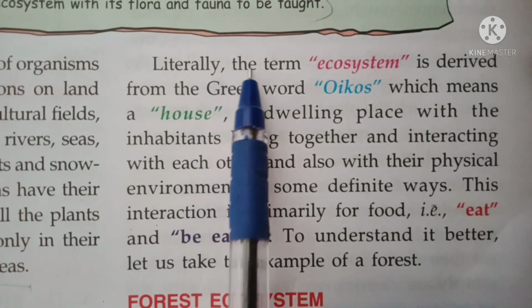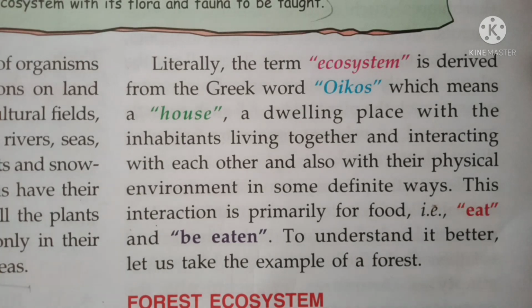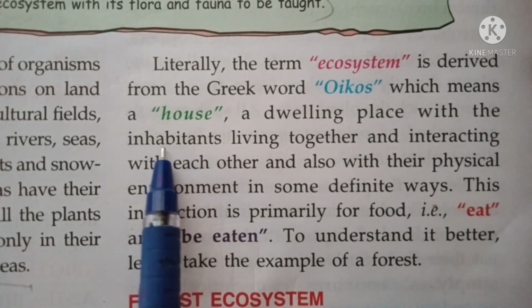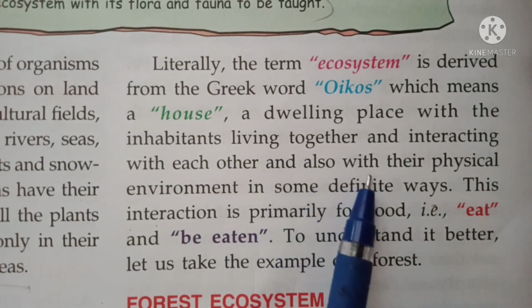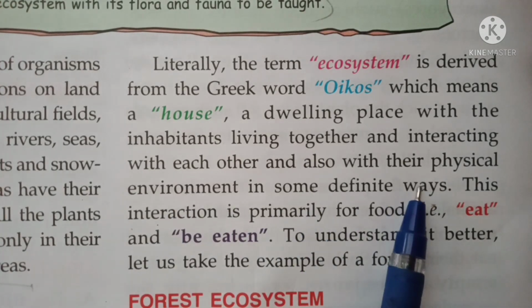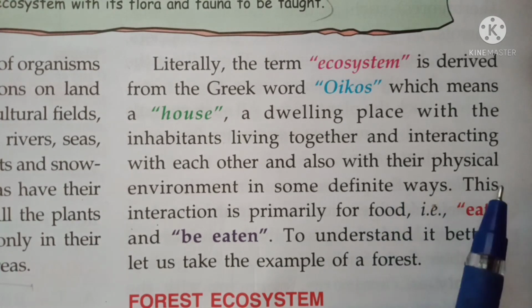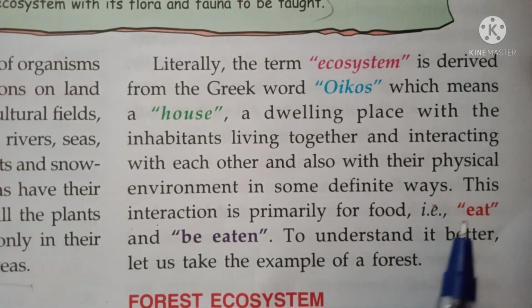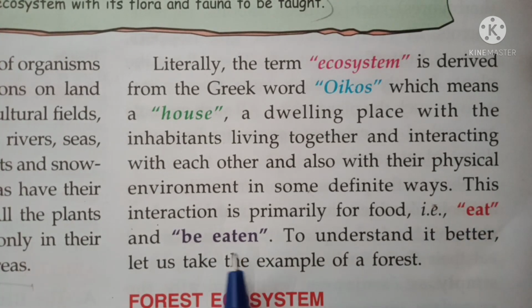Literally, the word ecosystem is derived from a Greek word, oikos, which means house, a dwelling place with the inhabitants living together and interacting with each other, and also with their physical environment in different ways. What is the physical environment? As I said in the definition of ecosystem, sunlight, air, water, climate factors, soil. These are the physical environment. The interaction is primarily for food. Why will they interact? For food, for eating and being eaten.